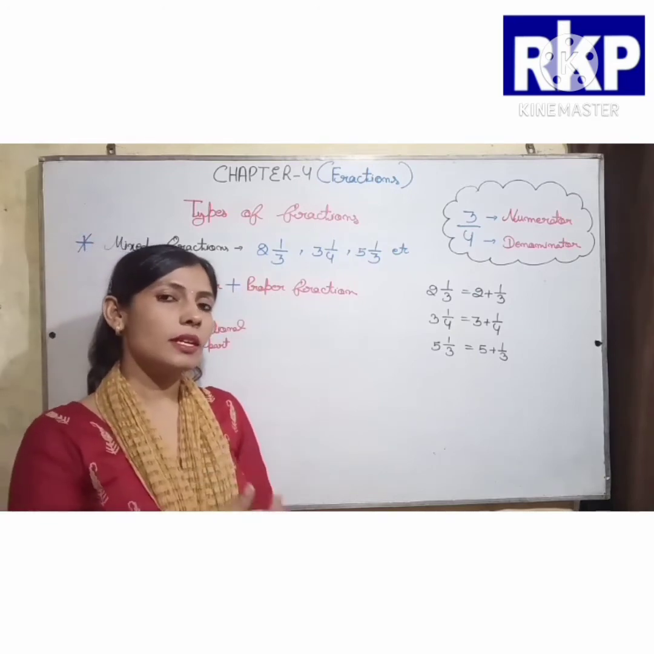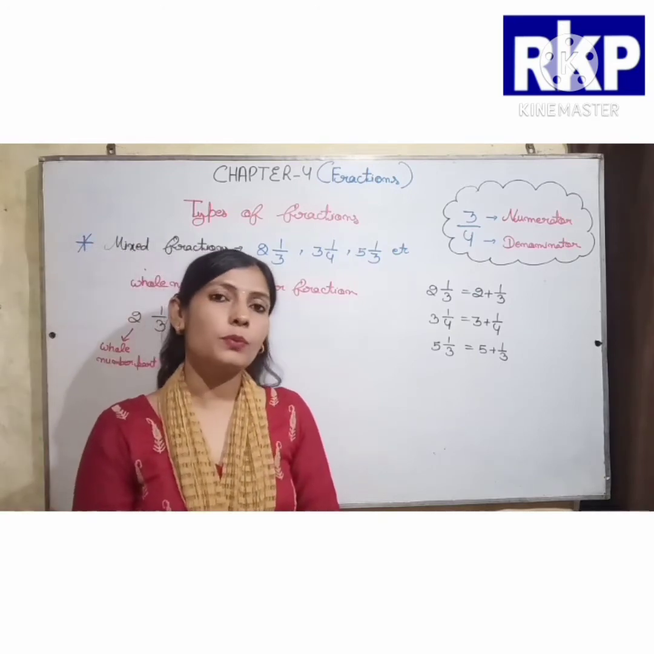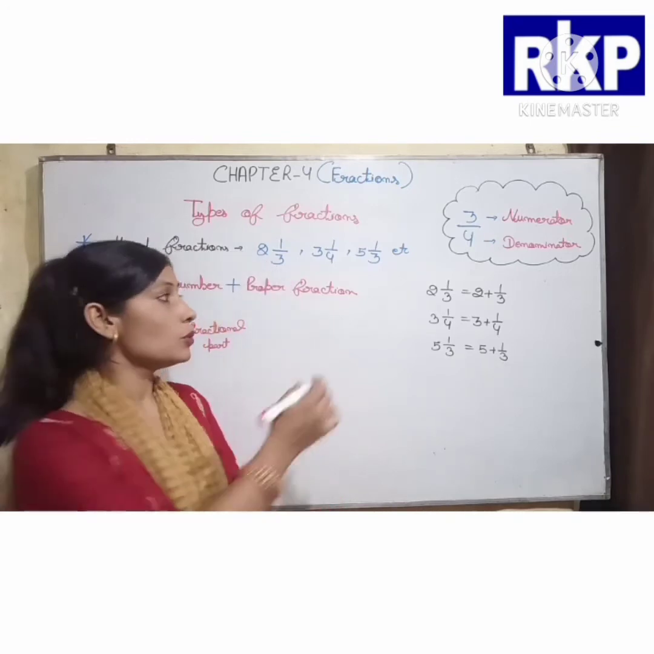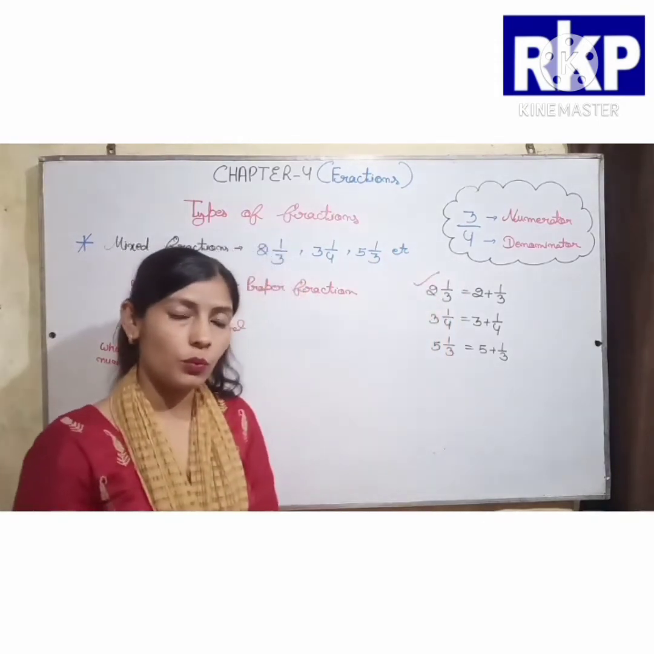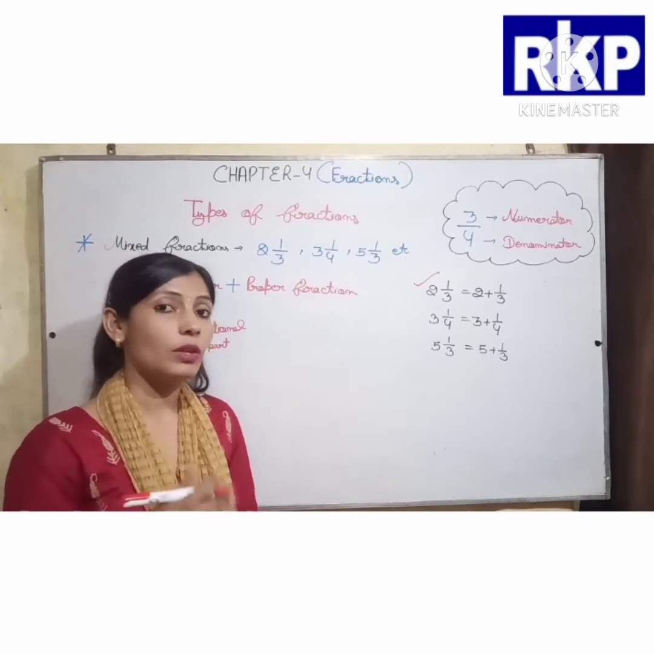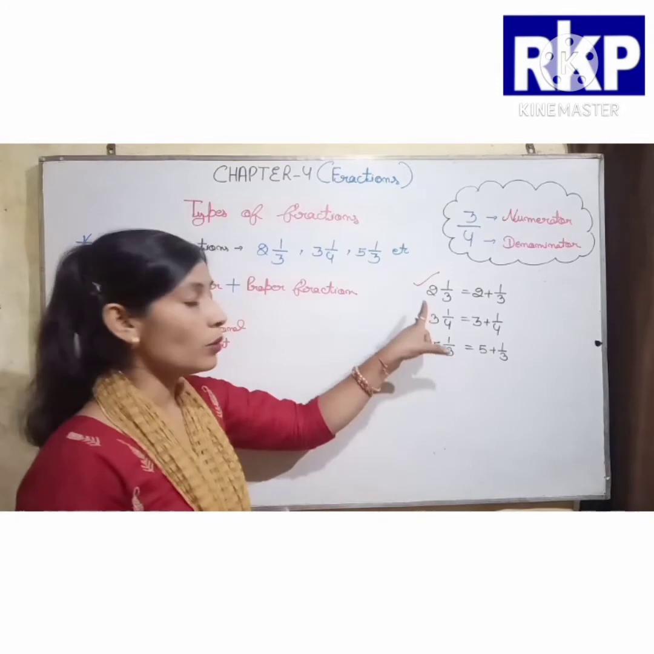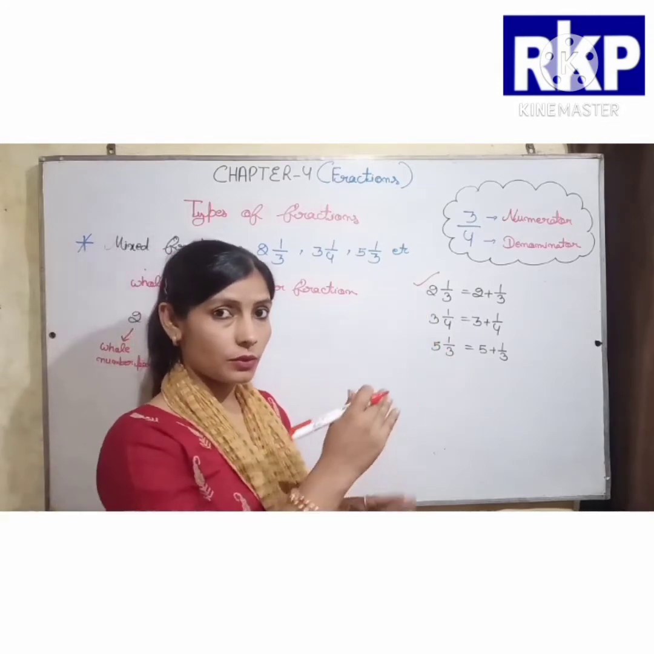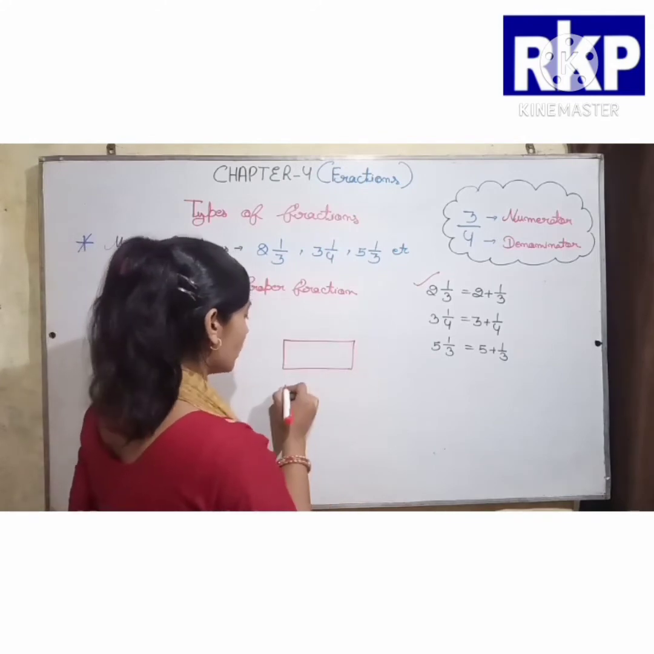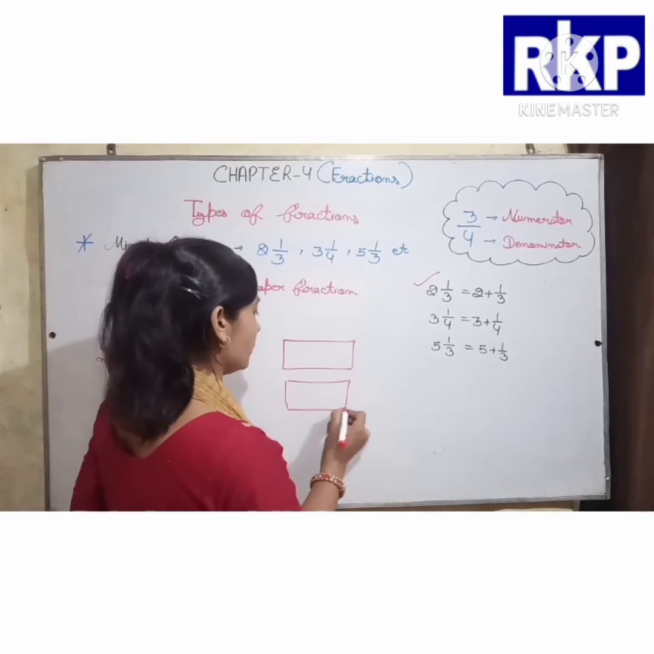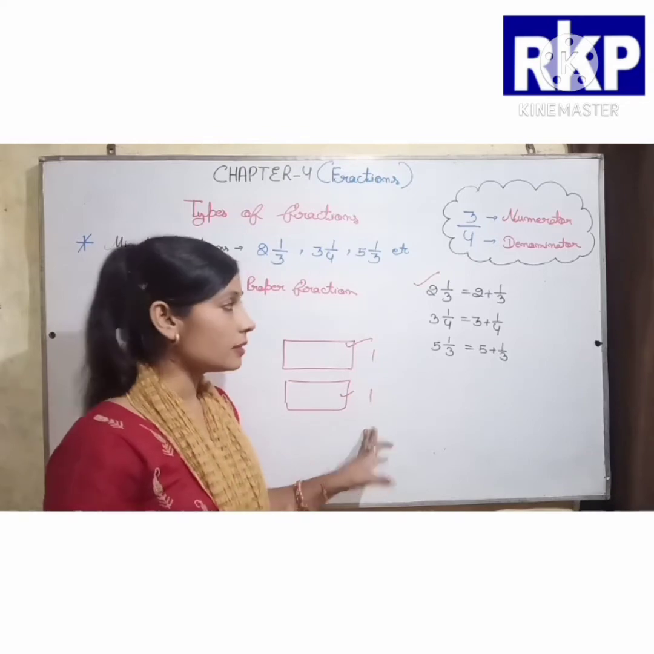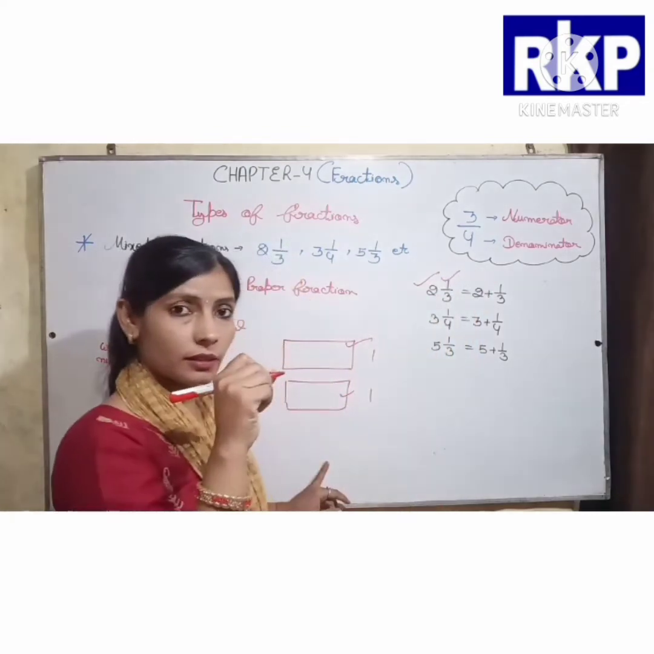Now let us take one example to understand it. Suppose you have some chocolates and you want to give 2 and 1 by 3rd part of your chocolate to your friend. So beta, how many chocolates will you give to your friend? 2 and 1 by 3 parts you want to give. So it means you are giving 2 complete chocolates. 1 is this and 1 is this.